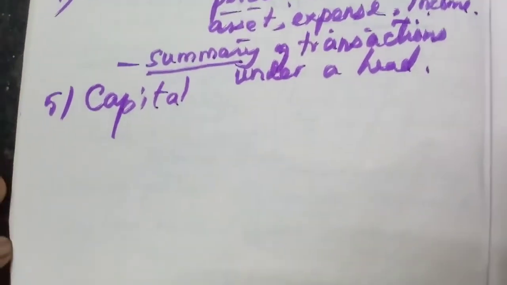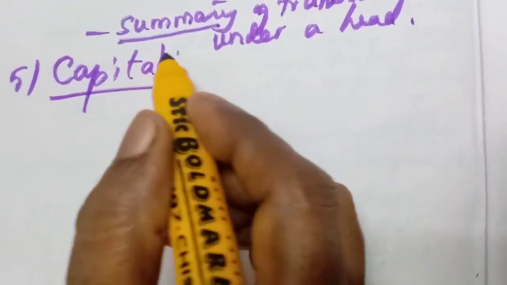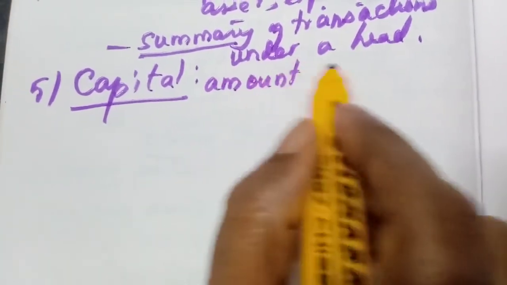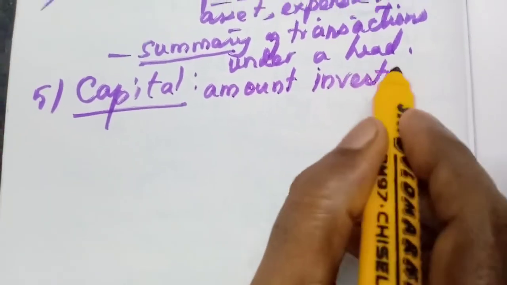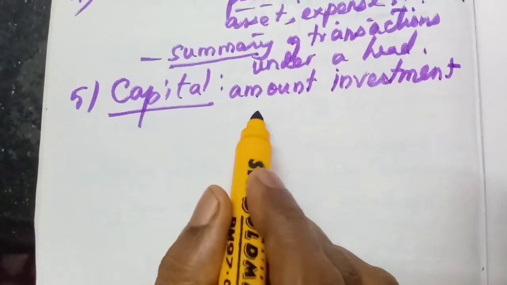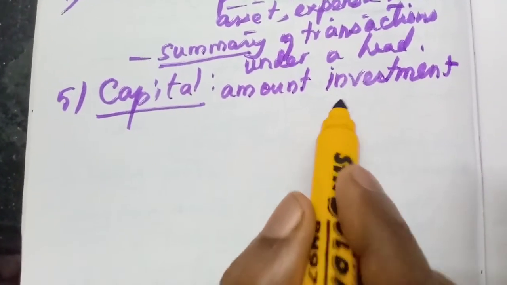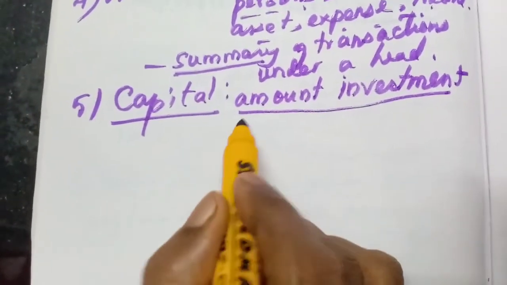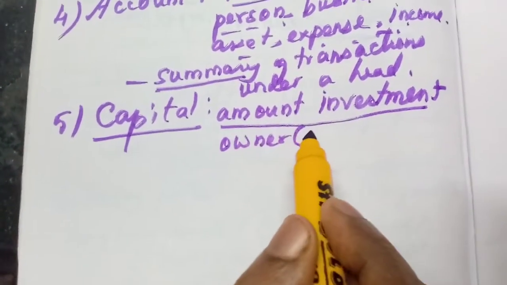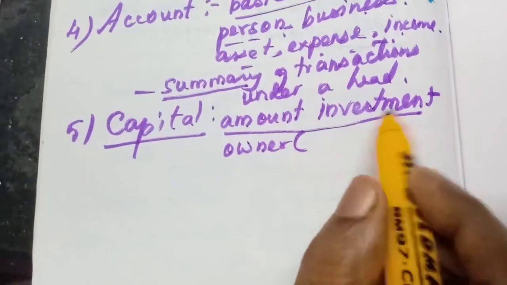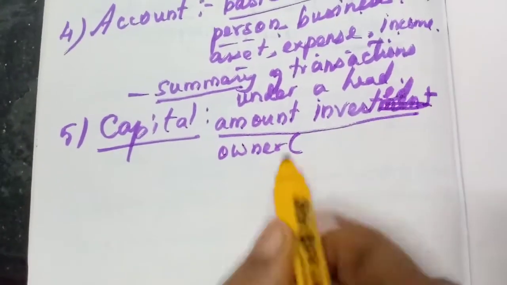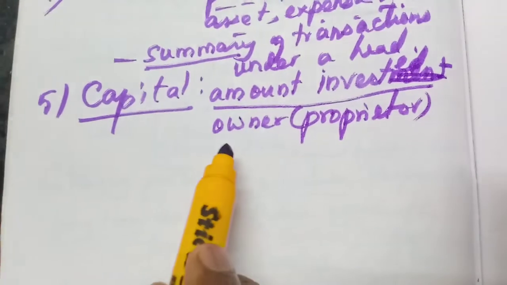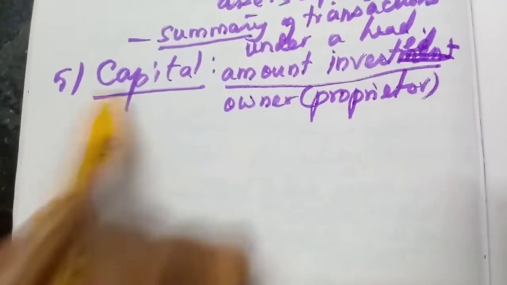What is capital? Capital, I have told you already. Capital is the amount invested by the proprietor in his business. In the beginning, to start any business, we need to introduce some amount in the business. That is called capital. The amount invested by the owner or the proprietor. Understand? Owner or proprietor. The amount invested by an owner or proprietor of an organization is called the capital.